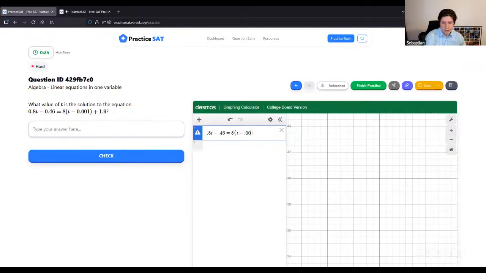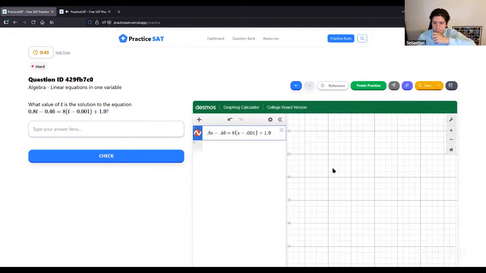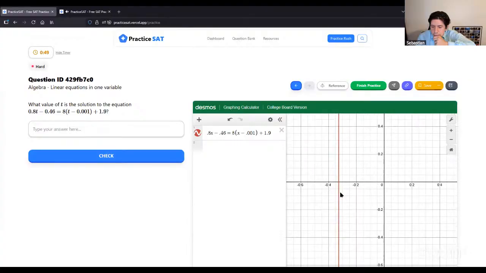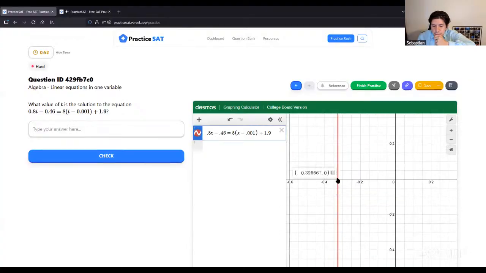I messed up because I should have put x here, but oops. I'm just going to change it to x. Let's look at this beautiful value. Oh, I hate this. Okay, so I could make it into a fraction, but I will just do it out. That'll be more fun anyway.